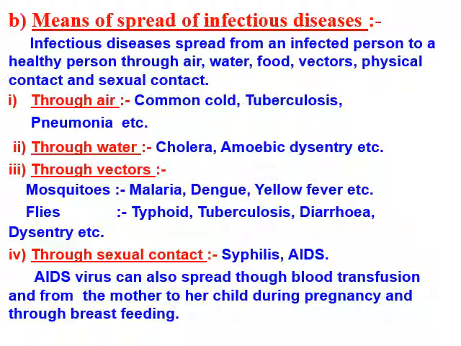Through sexual contact, diseases like syphilis and AIDS can be transmitted. The AIDS virus, HIV virus, can also spread through blood transfusion from an infected person, if blood is transfused to a healthy person, or from the mother to her child during pregnancy and through breastfeeding.